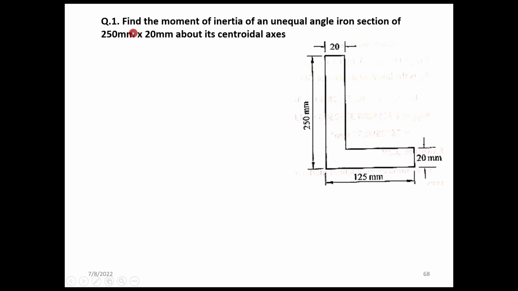Okay, so the question is to find the moment of inertia of an unequal angle iron section of 250 mm by 20 mm about its centroidal axis. This is a little bit tricky, in the sense we want to find the moment of inertia of this section about the centroidal axis of the entire section. We directly know the equations of centroidal moment of inertia of an individual rectangle.